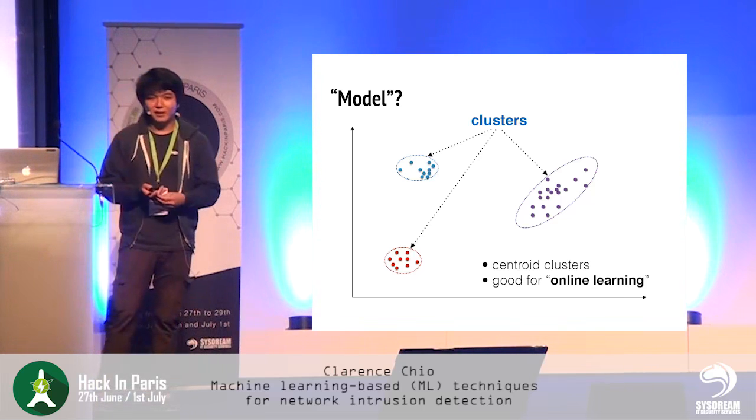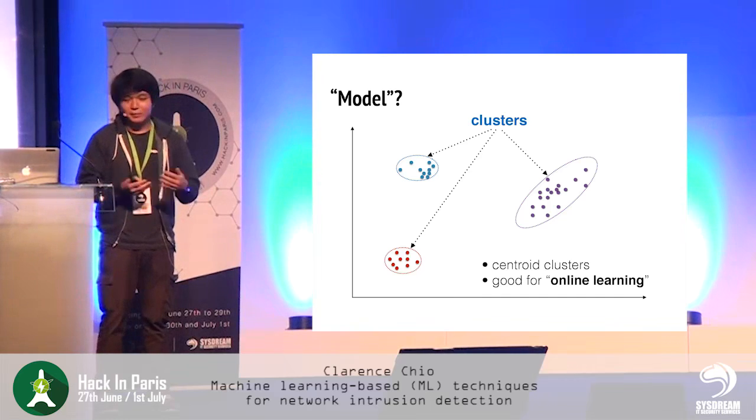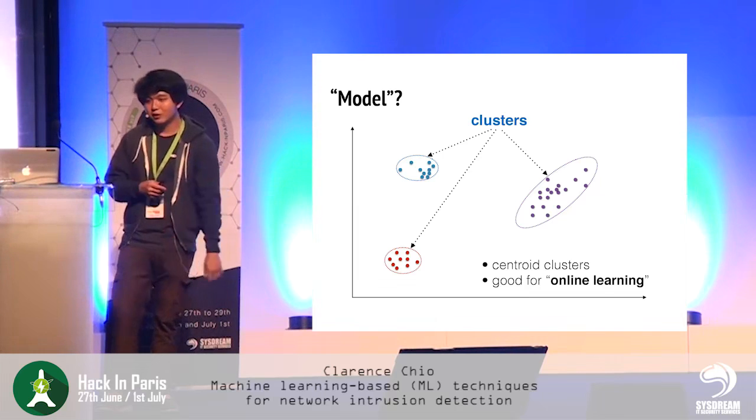This is good for online learning because there are a lot of algorithms out there that deal with distributed clustering, that deal with message passing between clusters, and you can very easily kick out old points that have been in your system for a longer time so your system doesn't grow exponentially over time.